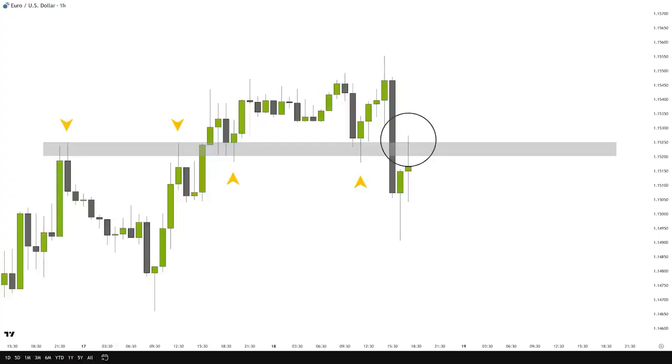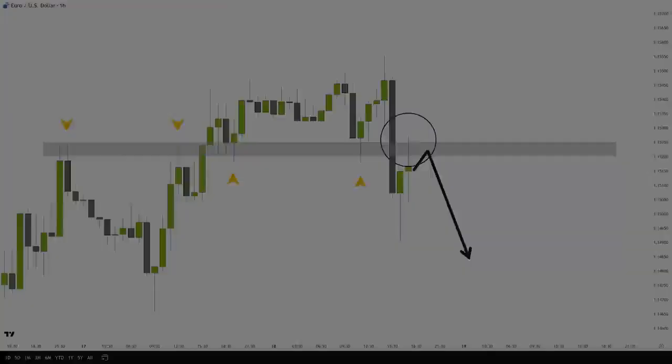Based on this behavior, we expect that the level will now act as resistance and that the price may continue moving lower. However, before entering a trade, we want additional confirmation that sellers are actually stepping into the market. To do that, we can zoom into a lower time frame and study the price action more closely. Let's move to the 5-minute chart.